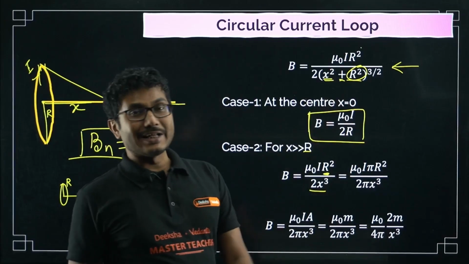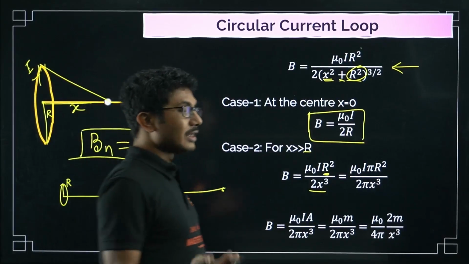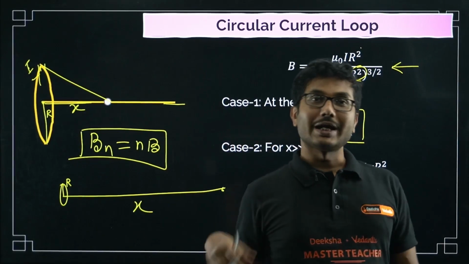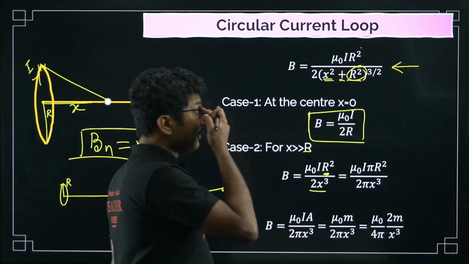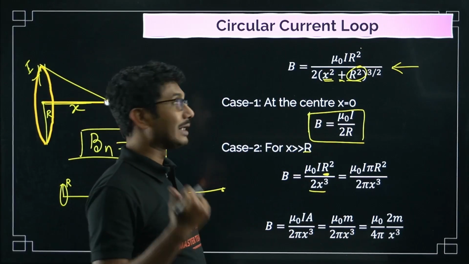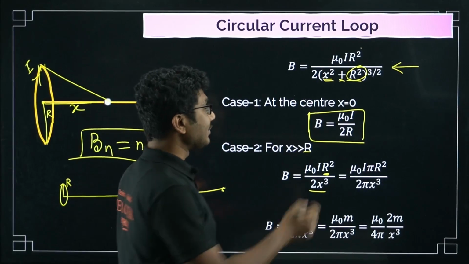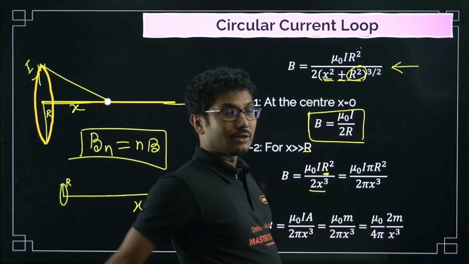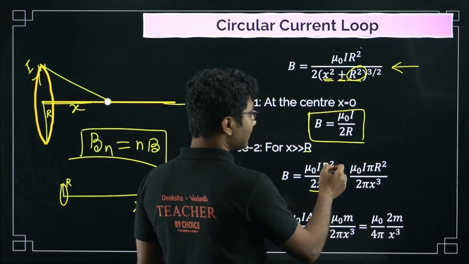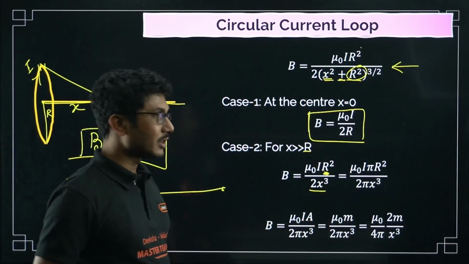This r square is in multiplication, but the other one is in addition. If it is in addition or subtraction and the value of that quantity is low, we can ignore it. But if it is in multiplication or division directly, we cannot ignore it. Here the lower one was in addition, that's why we ignored it, but the top one is in multiplication, that's why we cannot ignore it.